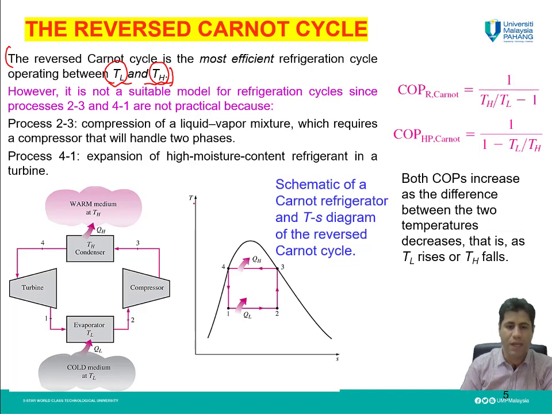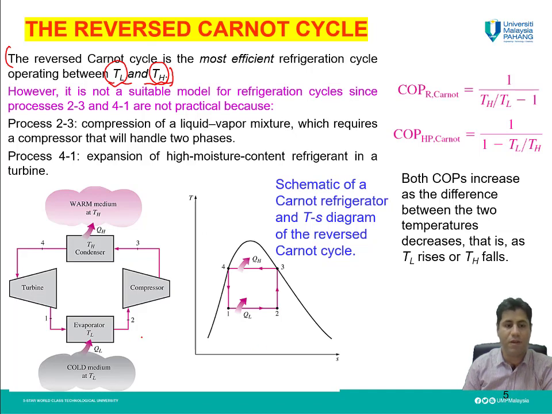So if you remember, the TS diagram of the reverse Carnot cycle was like this. The direction is different from the Carnot cycle, but similarly, again, here we have two isentropic processes, from state 2 to state 3 and from state 4 to state 1. We also have two isothermal, or constant temperature, processes, from state 1 to state 2 and from state 3 to state 4.